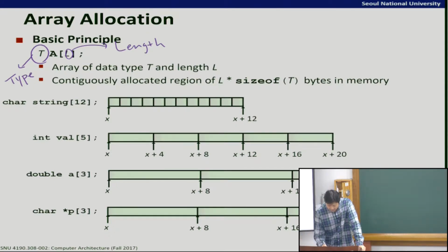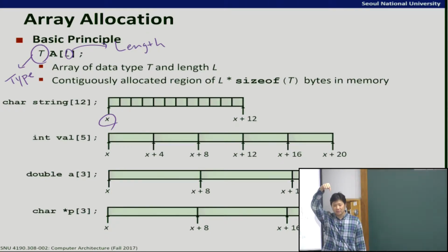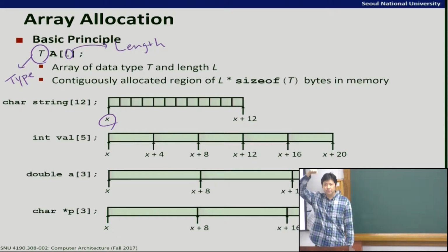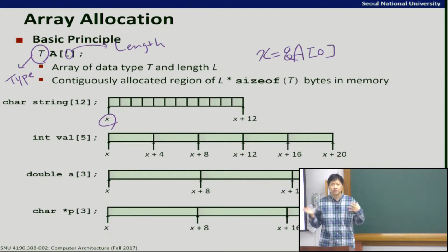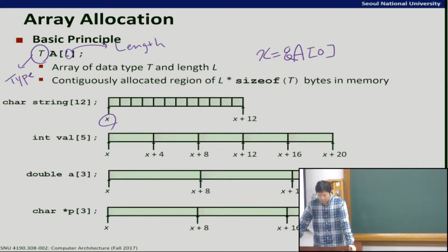Let's say this x is what is called the base pointer. The base pointer is the starting address of the array, which points to the first element of the array. Generally, it points to A of 0. This one is x, the address of A of 0, the address of the first element. So let's say you have 5 integers, and the base address is x. Then the next element will start from x plus 4 because an integer is 4 bytes in size. And the next one will be x plus 8. The next one will be x plus 12, and so on.